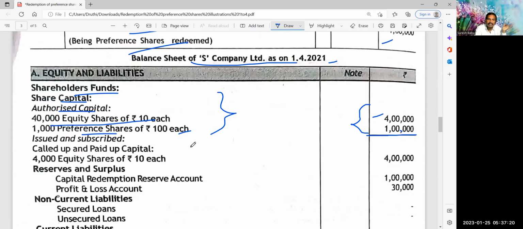Now for us, what is very important? Issued and subscribed capital. So called up and paid up capital, equity, there is no change: 40,000 equity shares, 10 rupees. Then what is missing here? The 1,000 preference shares. Don't write them here. Why not? Because their capital, we have returned. The company has repaid it. You will not continue it here.